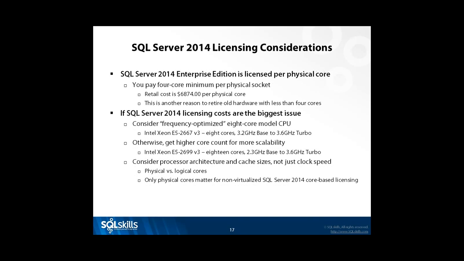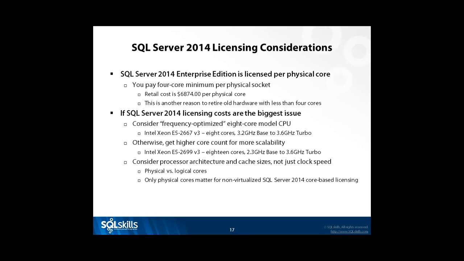All right, SQL Server 2014 licensing considerations. Enterprise edition is licensed per physical core, and you have to pay a 4-core minimum per physical socket. So even if you had a really old machine that only had 1 or 2 physical cores, you would still have to pay for 4-core licenses. That would be really dumb to do, and that would be another reason to finally retire that really ancient hardware that had less than 4 cores.